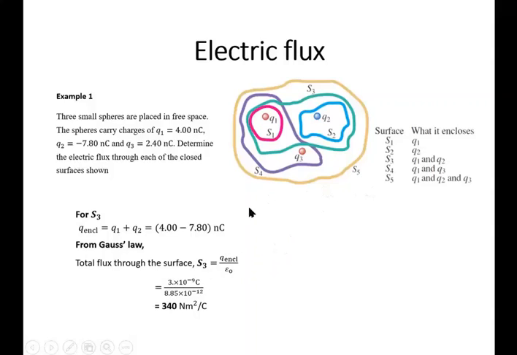You can continue and do surfaces S4 and S5. S4 is the mauve one, violet or purple color. It encloses Q1 and Q3. So the charge enclosed will be the sum of Q1 and Q3. Similarly for S5, it encloses all the 3 charges. You just have to add up algebraically. If it is negative, negative. If it's positive, positive. Then you divide by epsilon naught and you get the flux through the surface S5.